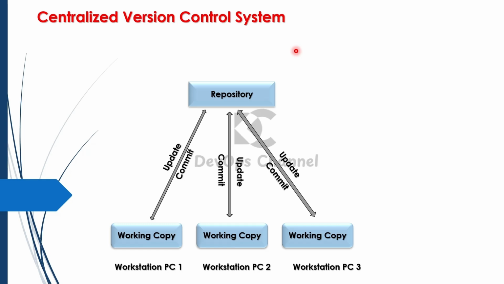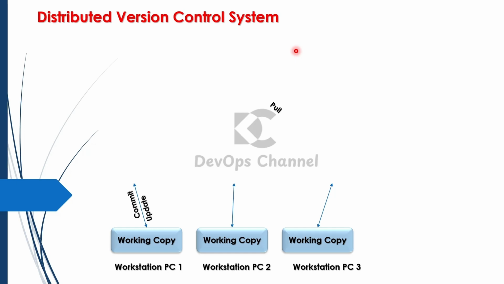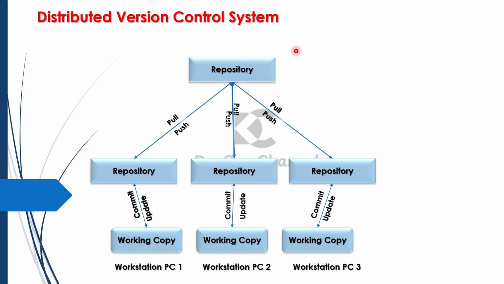Okay, now the next one, and the most advanced, is the distributed version control system. In here also we have three workstation PCs, and there are three working copies on these computers. These three working copies are stored in three repositories, which might be on your local PC or on a server also. You are doing update and commit to and from these, and above these repositories you have a server repository. From the server repository the local repositories are pulled or pushed.